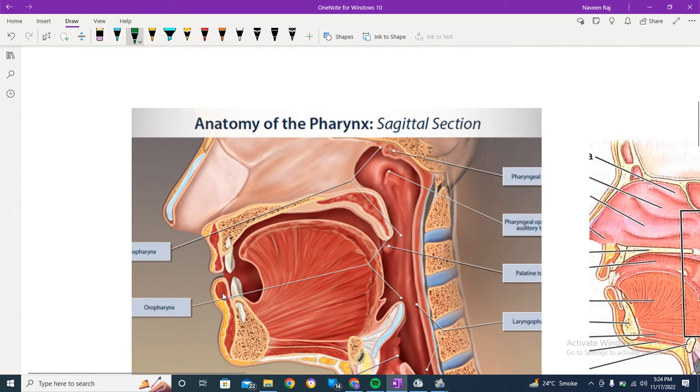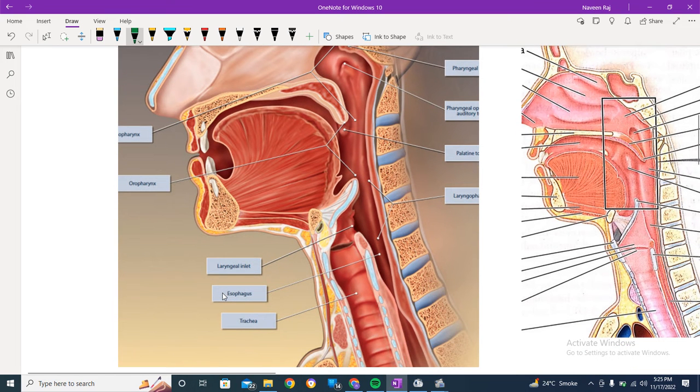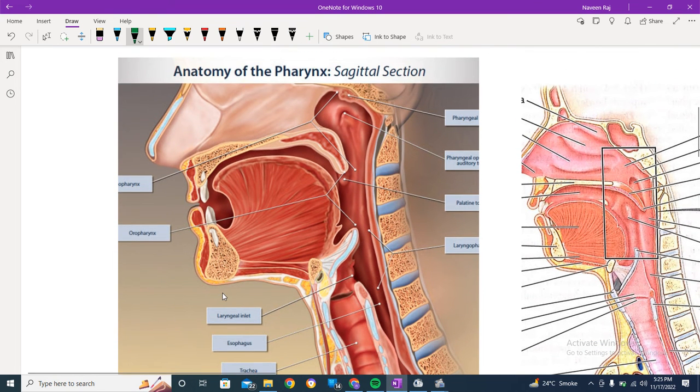Now, this is a more detailed anatomy. If you look here, this is a palatine tonsil, the one over here. Don't take tension about that. Oropharynx, here it is seen that this goes for the oropharynx.